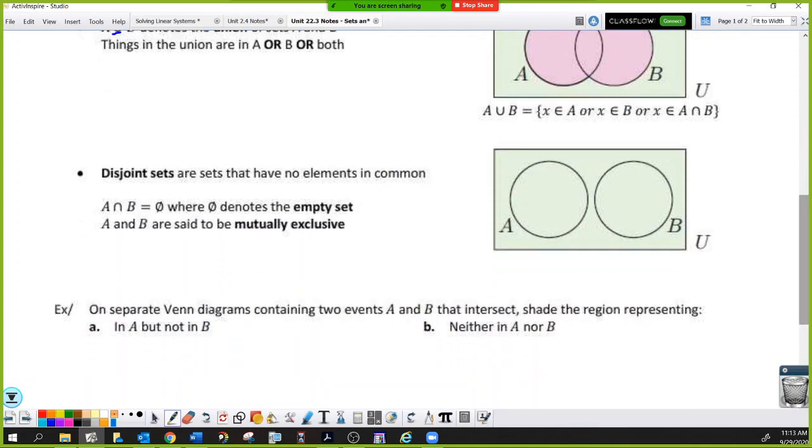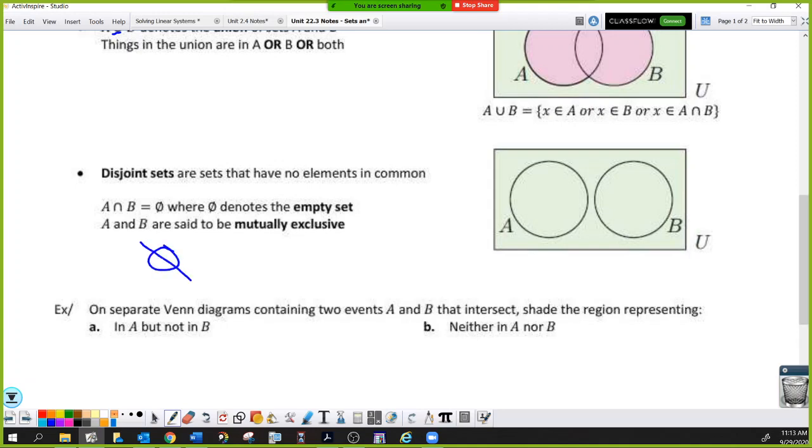Now, if the sets never overlap, if it's impossible for something to be in A and B at the same time, then what we would say is that these two sets are disjoint. They have absolutely nothing in common. So if I said, what is A intersect B, you wouldn't say 0, because that would imply that the number 0 is in A and B. If A and B never intersect, what you use is this symbol, and this is the empty set.